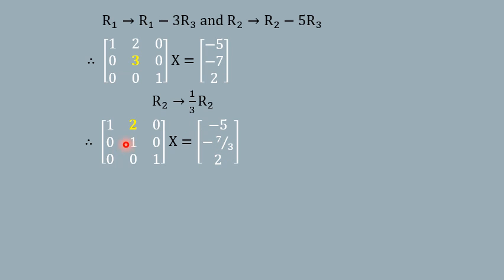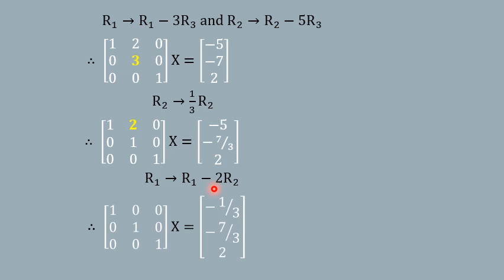Now by using the second row we have to reduce this element to 0. For that we multiply the second row by 2 and subtract it from the first row. That means we perform this operation: R1 changes to R1 minus 2R2. We get this second row and third row as it is. Now just multiply the second row by 2 and subtract it from the first row. So here 1 minus 0 answer will be 1. Here 2 minus 2 answer will be 0. Here 0 minus 0 answer will be 0.